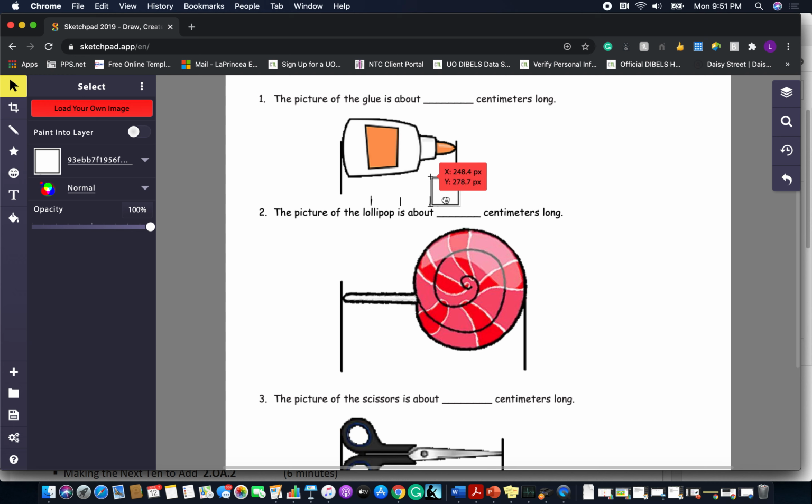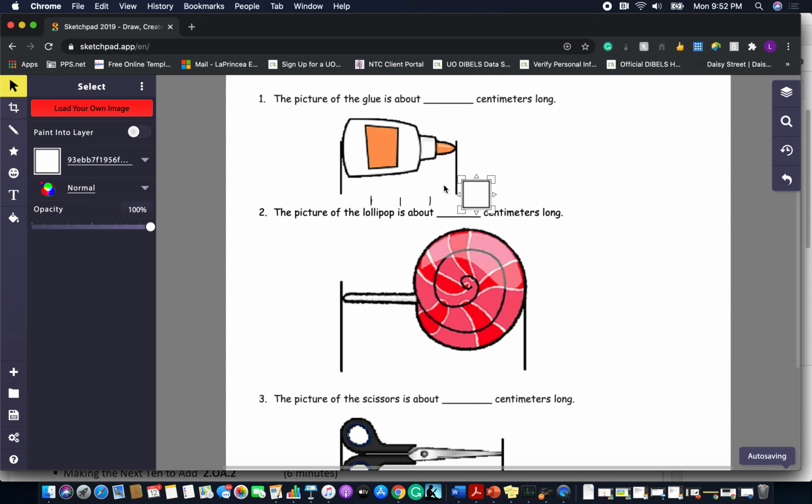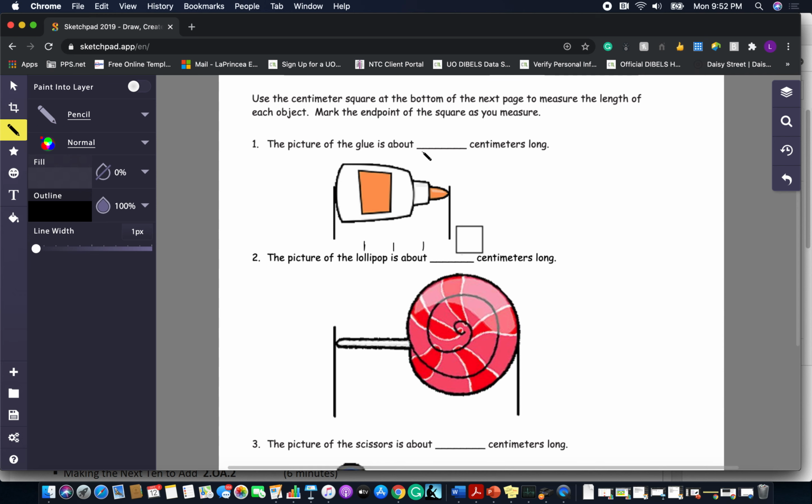All right. So this one was about 4 cubes. There's 1, 2, 3, 4 spaces. So up here, I'm going to write 4. This picture of glue is about 4 centimeters long. Okay. So when you only have 1 cube, or you're measuring with 1 cube, that is how you do it. You start at your end point, and each time you place your cube down, you mark where your cube ended, then you move. Mark and move, mark and move.